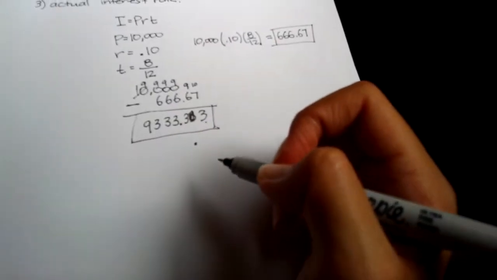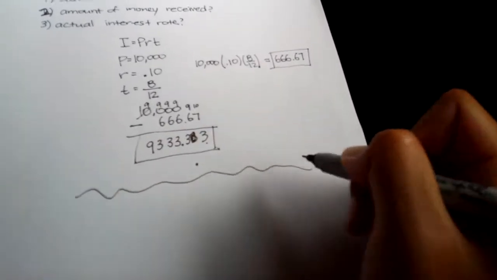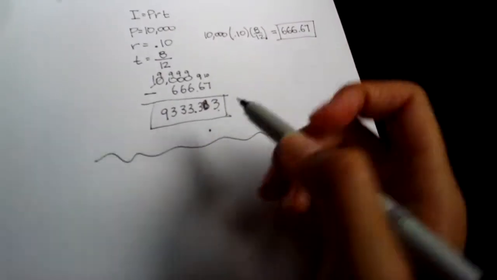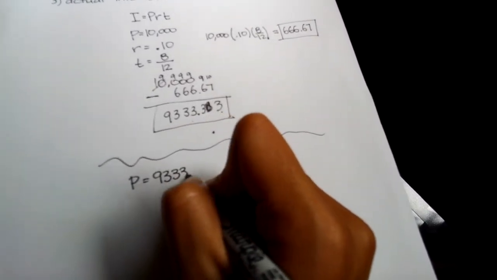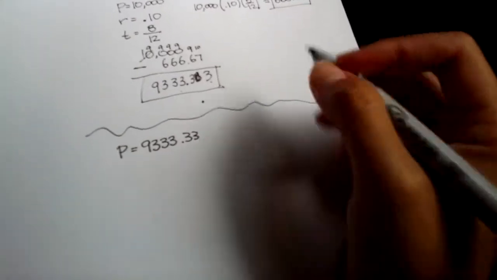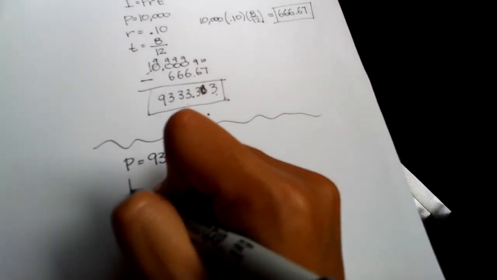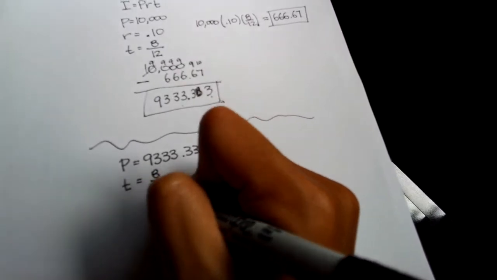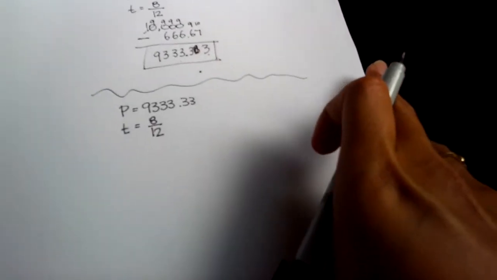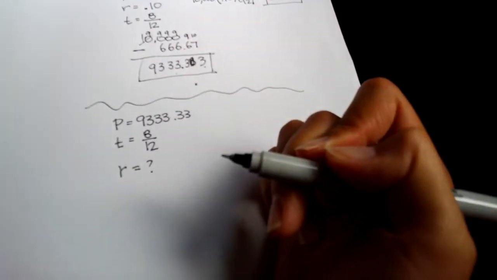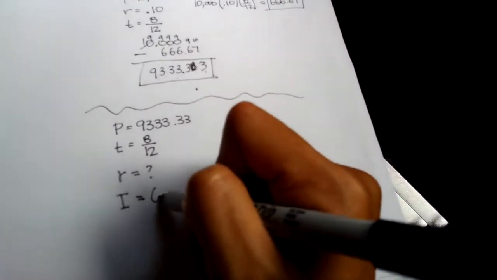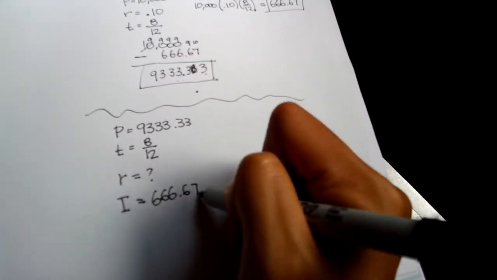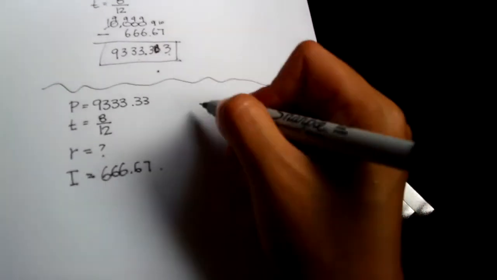$9,333.33. So with that, we're going to calculate what is the actual interest rate if we're receiving this amount of money. So now we're going to let P be 9333.33 because that's the amount of money that we actually get. And our time is 8 out of 12 years. And we want to find out what is our rate. Because we already know the interest, right? The interest that we paid is $666.67.